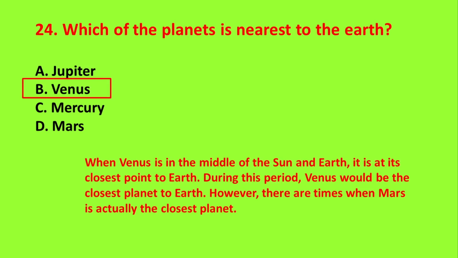Venus. And for your kind information, when Venus is in the middle of the Sun and Earth, it is at its closest point to Earth. During this period, Venus would be the closest planet to Earth. However, there are times when Mars is actually the closest planet.